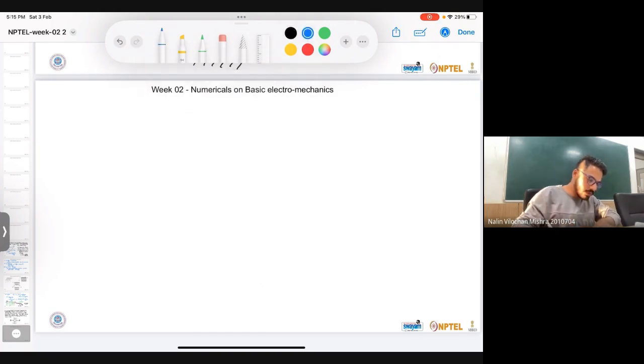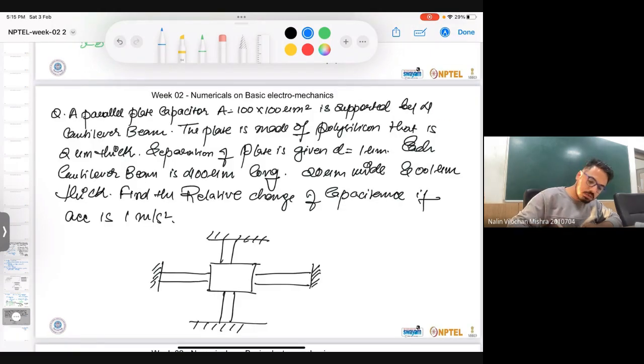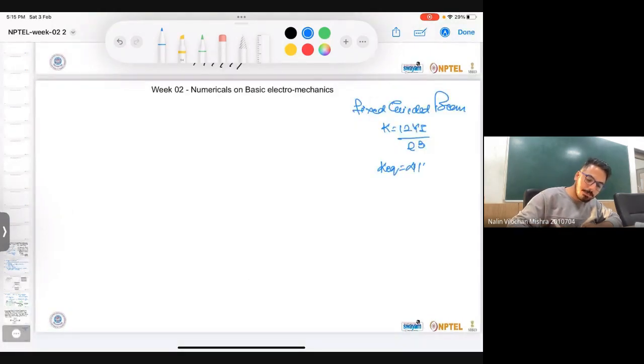Okay. So we know that for a fixed guided beam, k is equal to 12EI by L cubed. We can also say that these four beams are connected in parallel, so k equivalent is 4k, and the value is 0.000187 Newton per meter. The force can be written as kx, and x is force by k.